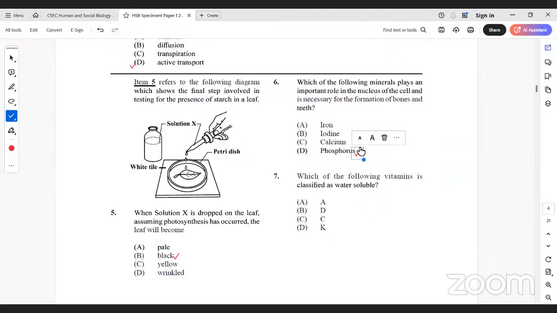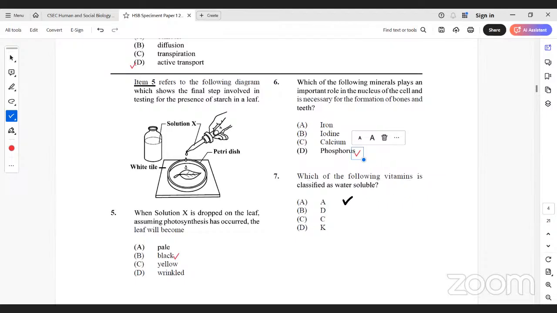All right. So I hope persons understand the reasoning behind question number 6. You wanted a mineral that plays an important role in the nucleus of the cell, and it must be necessary for the formation of bones and teeth. Yes, calcium, definitely for the bones and the teeth, but calcium value in the nucleus is not as high as phosphorus. All right, so D is the answer here.